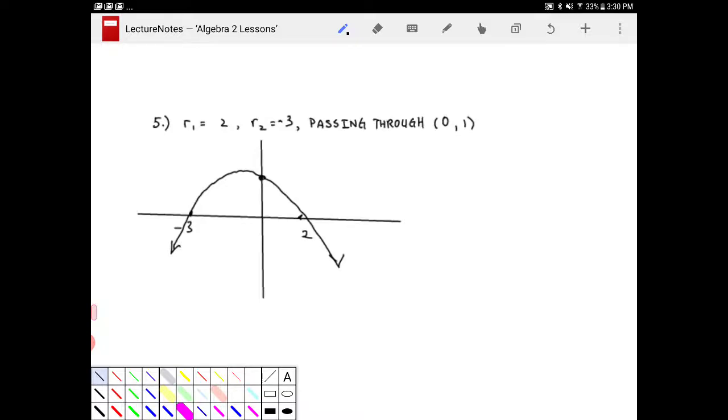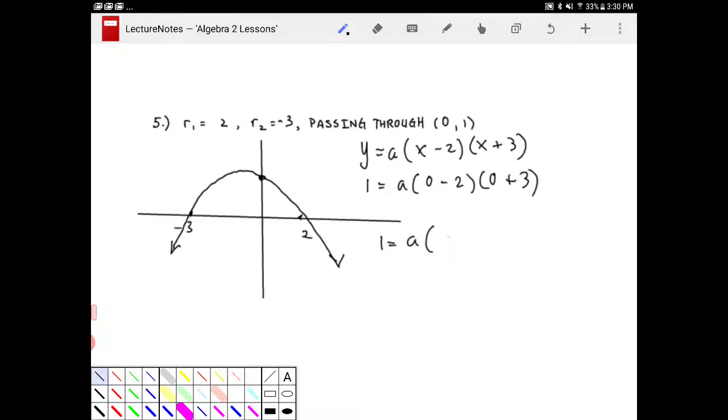The best way to go about this is, since I have the roots, I can just immediately substitute them in: x minus 2, x plus 3. I'm going to substitute in (0, 1). If I do that, I'll end up with 1 is equal to a times (0 minus 2) times (0 plus 3). So I'll end up with 1 is equal to a times negative 6, or a is equal to negative 1/6. So the equation is y equals negative 1/6 times (x minus 2) times (x plus 3).